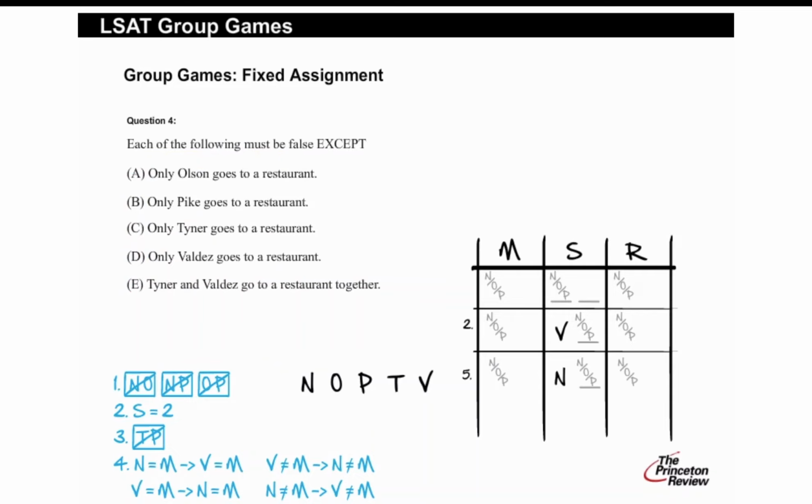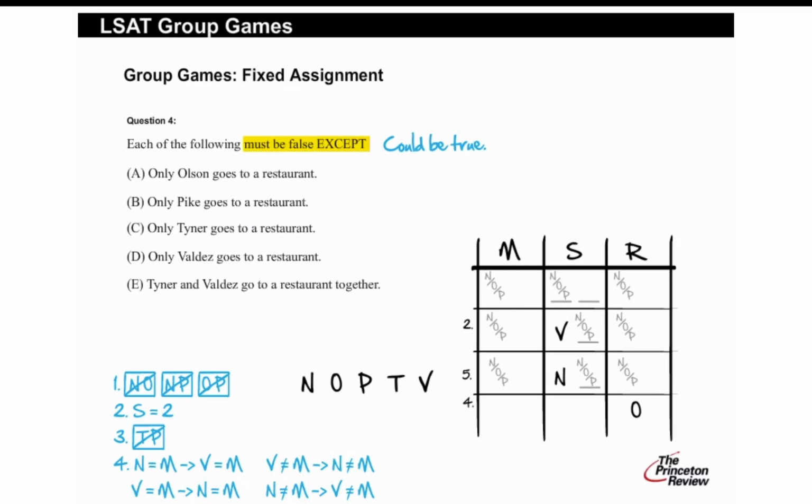Question 4 says each of the following must be false except, so you're looking for the one that could be true. Since you haven't had to do much work for the other questions, the only previous arrangement you have to work with is your answer to question 1. So let's dive into the choices. Choice A says only O goes to a restaurant. Question 1 choice D doesn't help on this one, so test it.